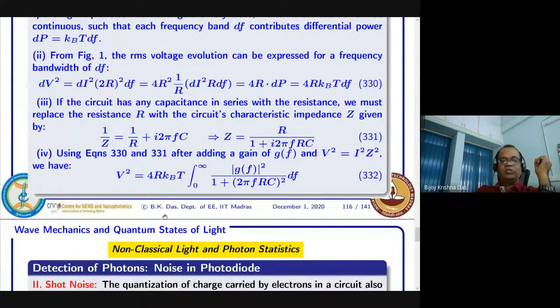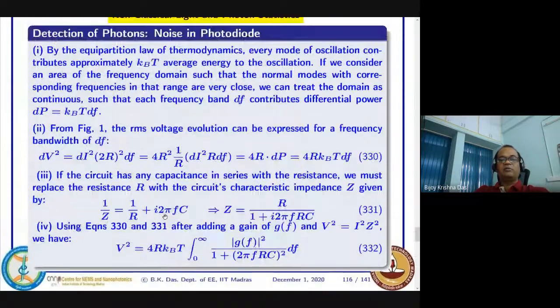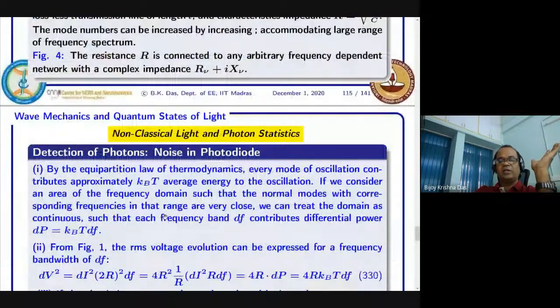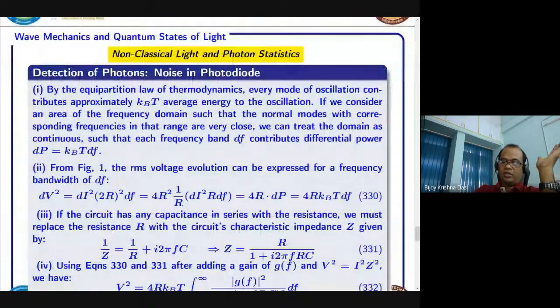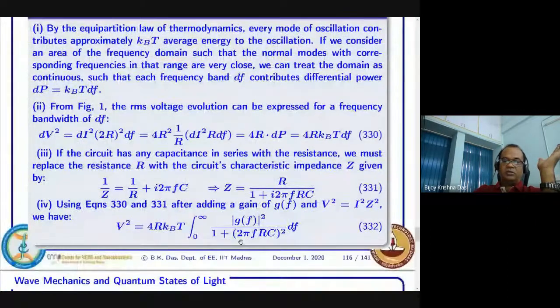Okay, so this is how we calculated the Johnson noise, and that actually depends on 1 by f square, and this is the gain, and you have to integrate, then you can get it. But for a particular band, you can just integrate over that particular band to find what the noise is.